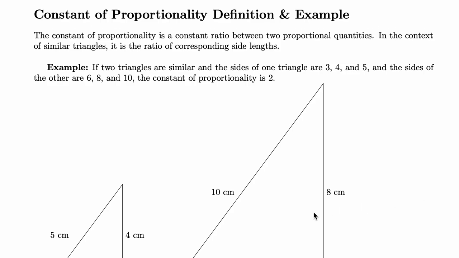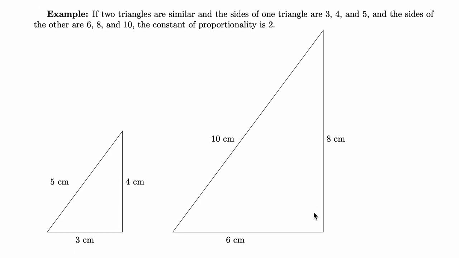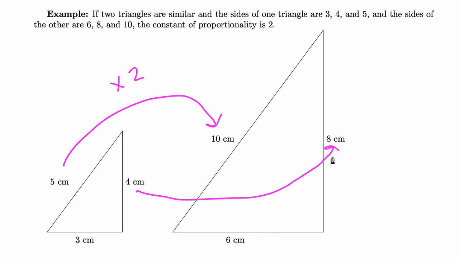So let's look at an example here. These triangles are similar. We can tell because we see that all of the side lengths have been multiplied by the common ratio, which is what we're going to talk about now, and how to find the constant of proportionality. So when I look here, going from 5 to 10, what do I have to multiply? I have to multiply by 2. Going from 4 to 8, what do I have to multiply? I have to multiply by 2. Going from 3 to 6, what do I have to multiply? I have to multiply by 2.